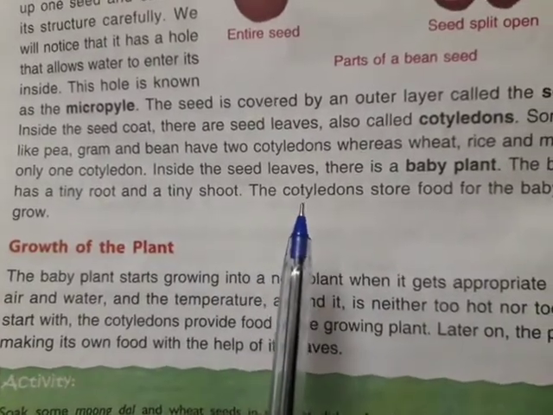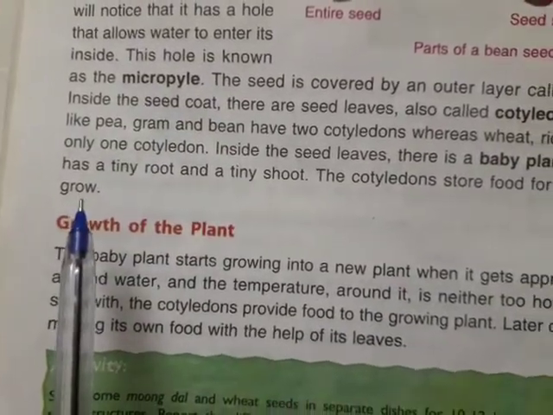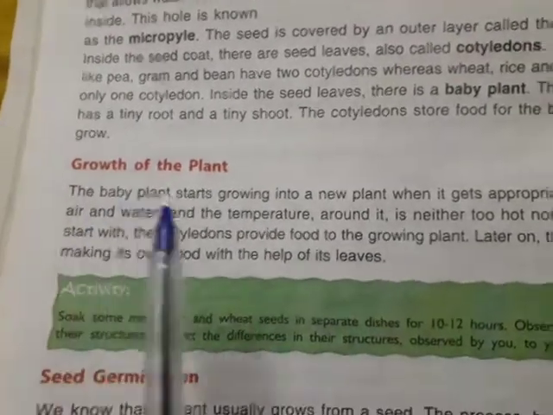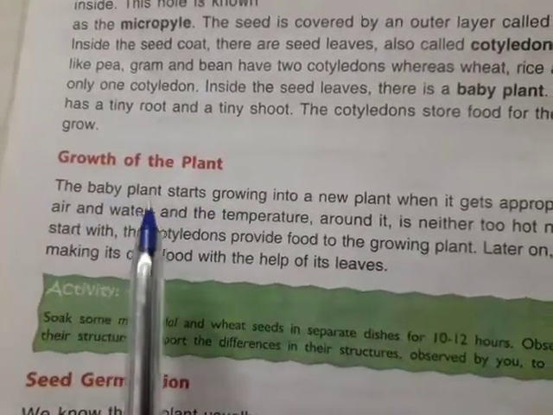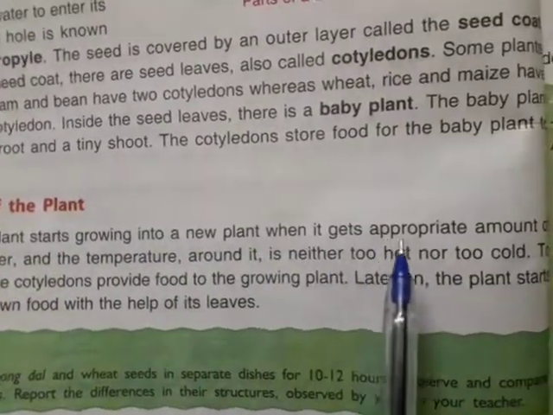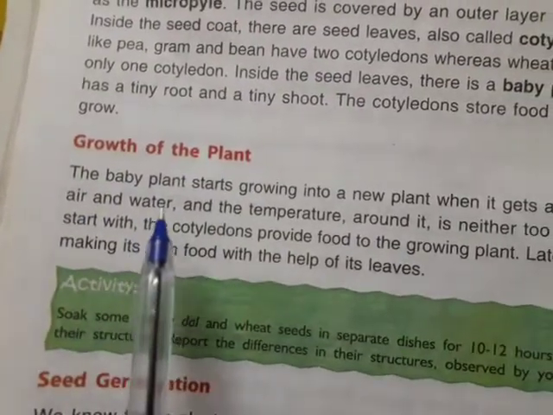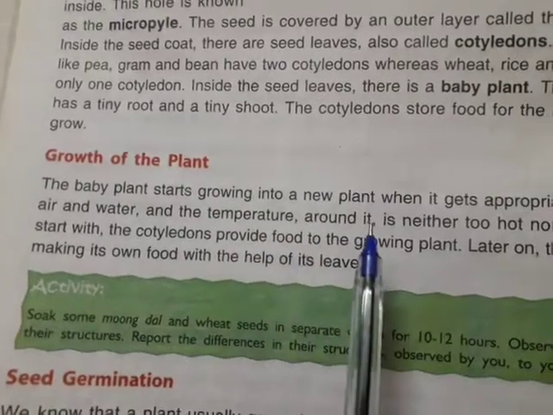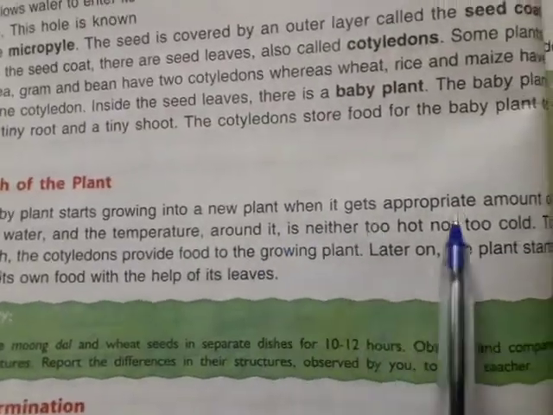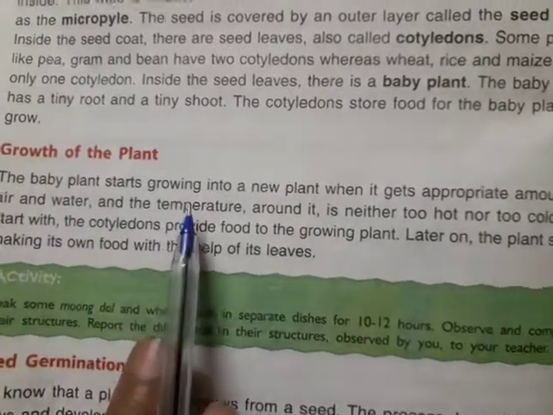The cotyledons store food for the baby plant so that it can grow. Now, growth of the plant. The baby plant starts growing into a new plant when it gets an appropriate amount of air, water and temperature. So the necessary conditions are air, water and temperature.